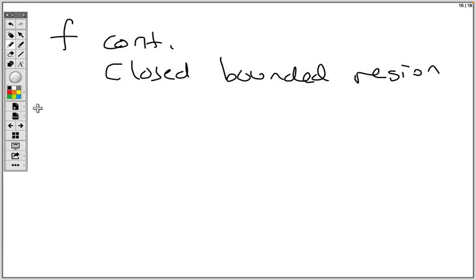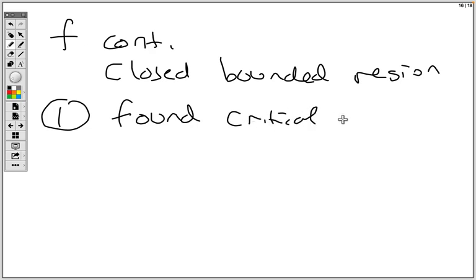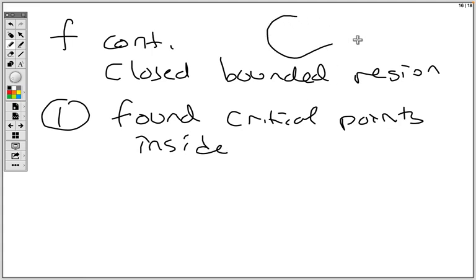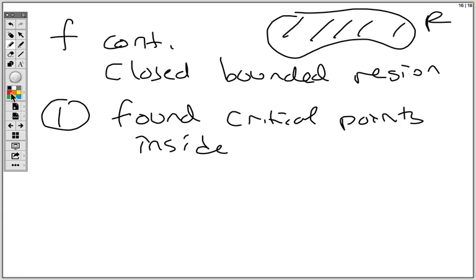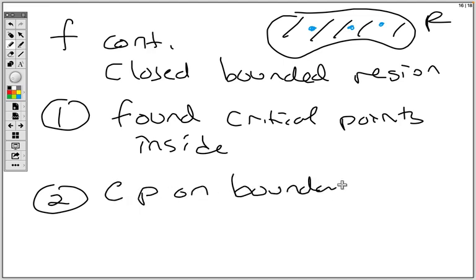all right, then the way we looked at it is we found the critical points inside the region. So let's say here's our region R. So we found the critical points on the inside. And then we found essentially the critical points on the boundary. So we went in here and looked at what was going on on the boundary.